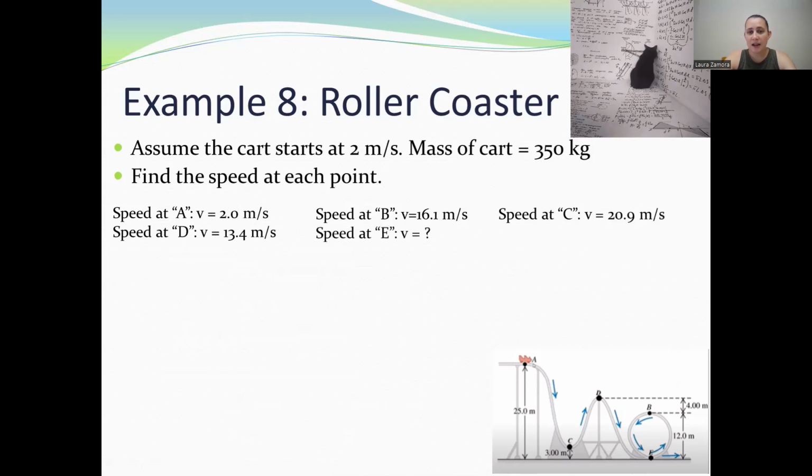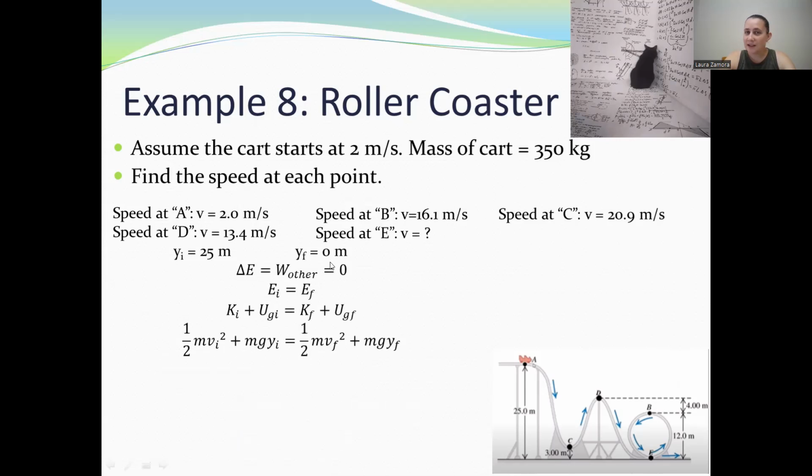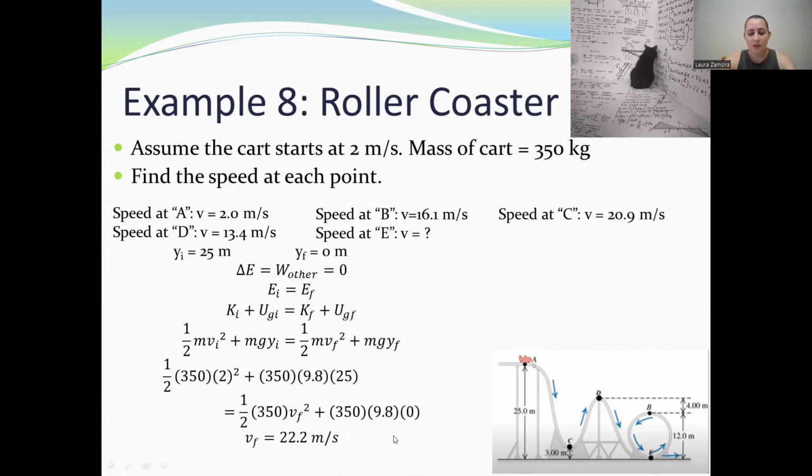And now finally, our speed at E. Point E is right at ground level, so it has a final height of 0. Nothing else changed in our setup of the problem except for that final height of 0. And so we get a final speed at point E of 22.2 meters per second. Questions about that part so far?